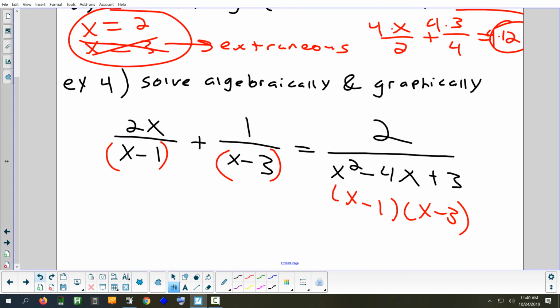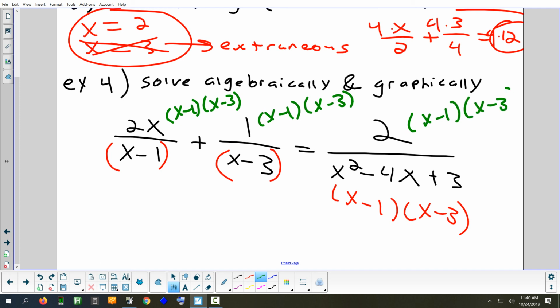X minus 1, x minus 3. So that's what you need to multiply everything by: x minus 1, x minus 3, on every term.